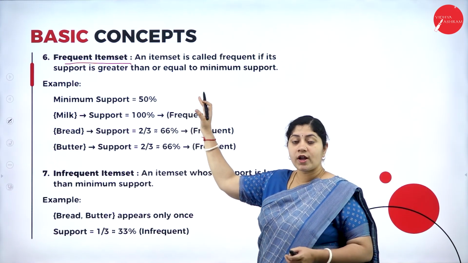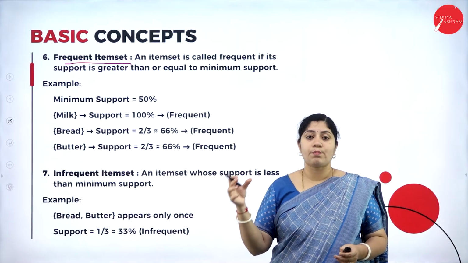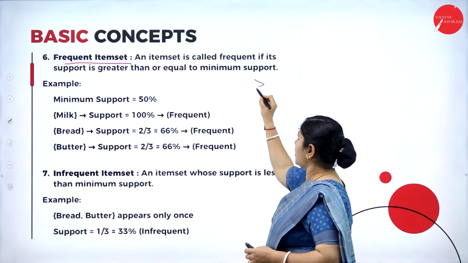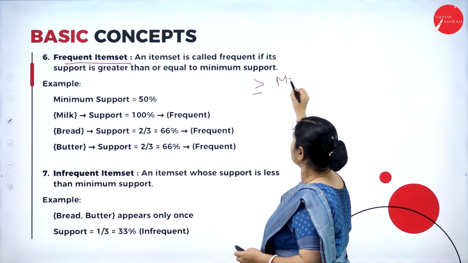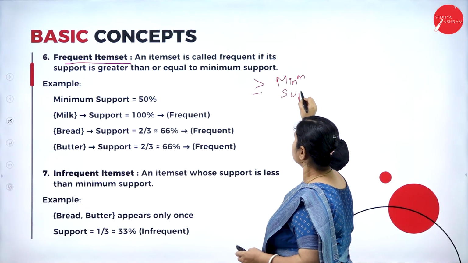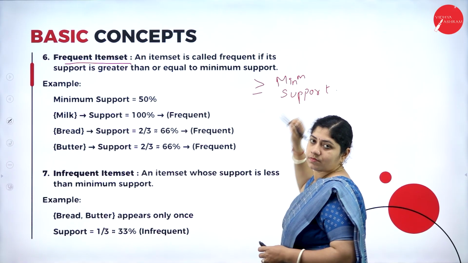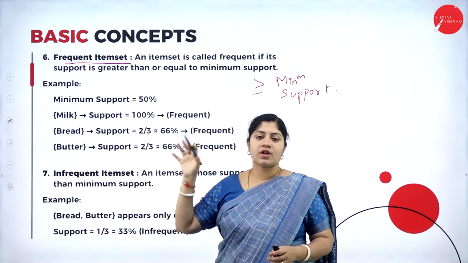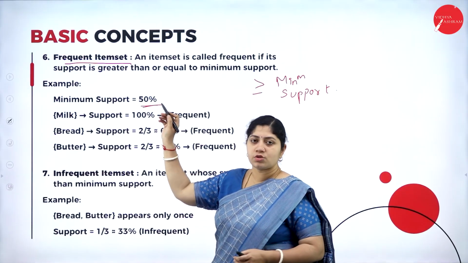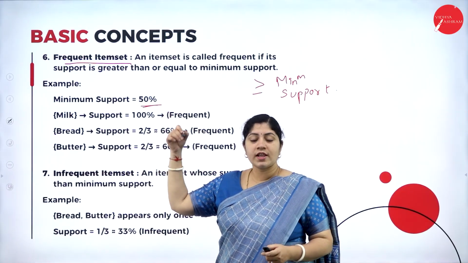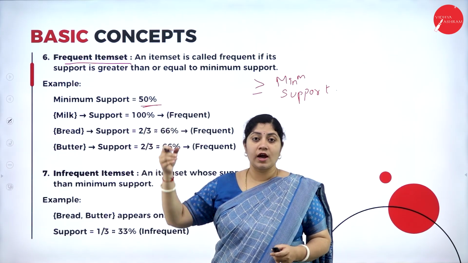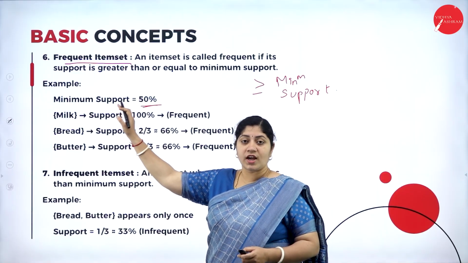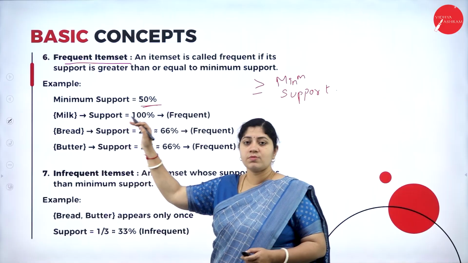An item set is called frequent if and only if its support is greater than or equal to the minimum support. Let's say an example here: the minimum support we are considering is 50%. So this is the minimum support. Let's recall what support is. Support is nothing but how frequently an item set is repeated, and with respect to this we are considering the minimum support as 50%.